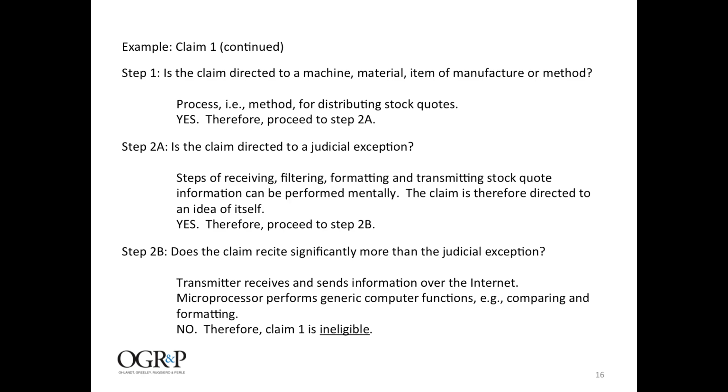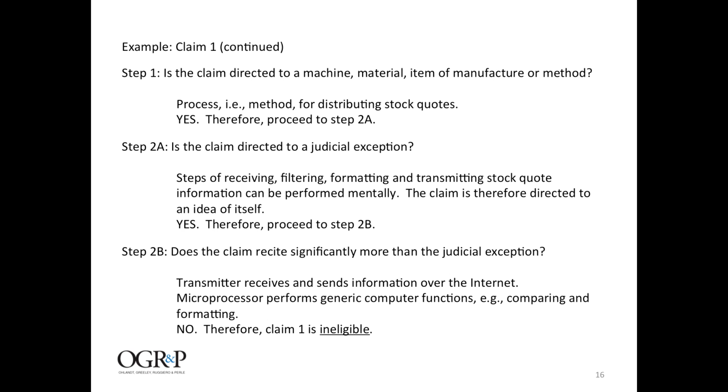Therefore, we proceed from step 2A to step 2B. Step 2B. Does the claim recite significantly more than a judicial exception? Well, although the claim includes a transmitter, which receives and sends information over the internet, the microprocessor performs generic computer functions, for example, comparing and formatting. So these components are just performing their regular, routine, conventional operations. Therefore, no. Claim 1 does not recite significantly more than a judicial exception, and it would be deemed to be ineligible for patentability.